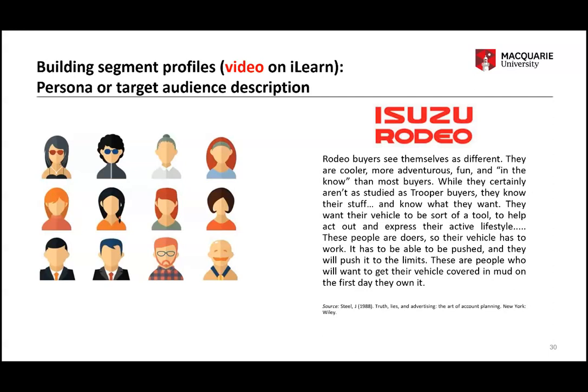This comes from John Steel, who is quite famous and wrote a great book called Truth, Lies and Advertising: The Art of Account Planning, for those of you who have an interest in marketing communications. And he gives an example of a target audience description. He talks about the importance of this going in the creative brief so that creatives understand exactly who they are writing their messaging to, but it equally serves to provide the marketer with a clear understanding of what the product offering should be, as well as how you would deploy the marketing mix.